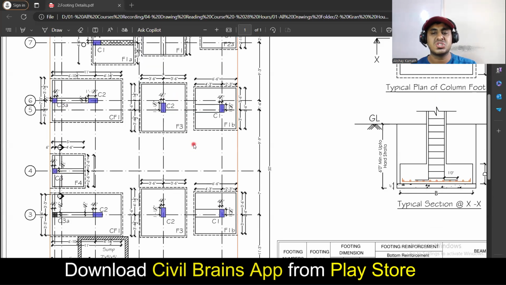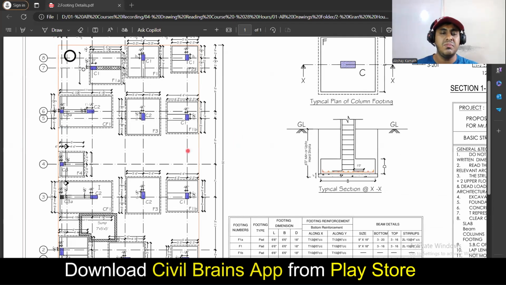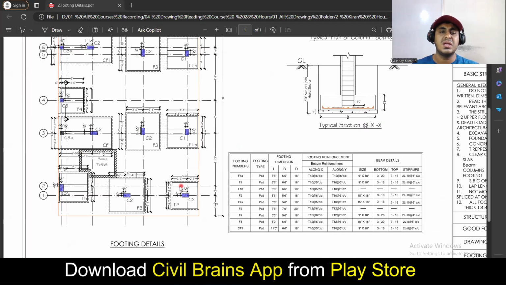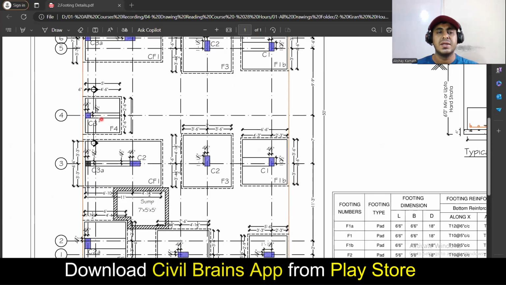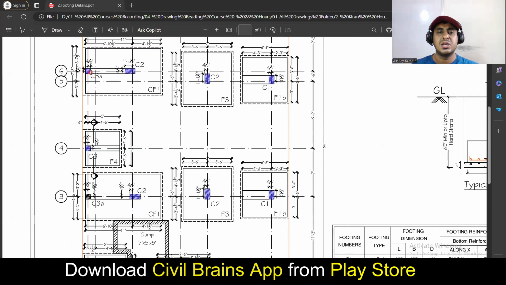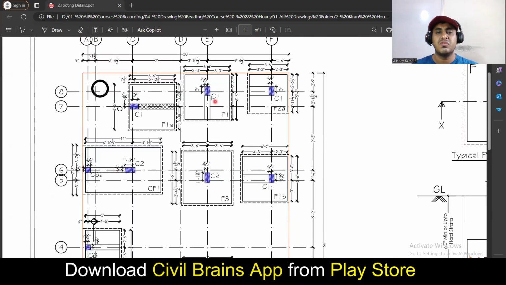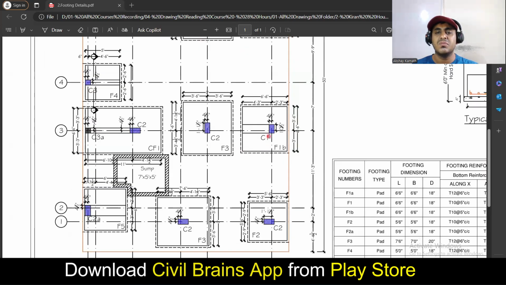Few people call it a strap beam, few people call it a tie beam. It is specially given in the eccentric footing. Same here also, you see, here also there is a beam connected. Here also, here also. So everywhere, wherever you have eccentric columns or eccentric footings, you have to provide the beams. So you should know in which direction this beam has to be connected.